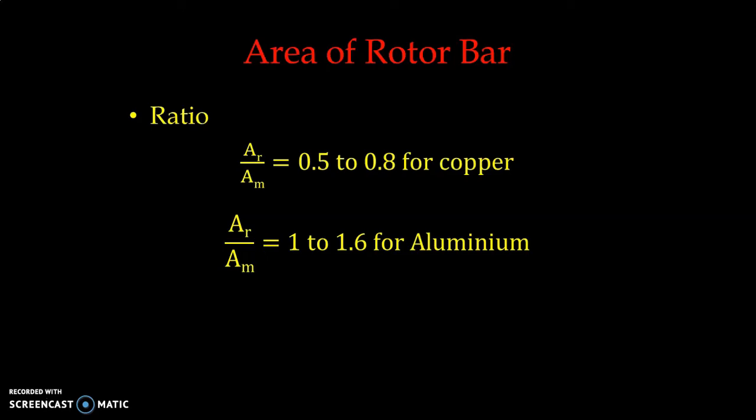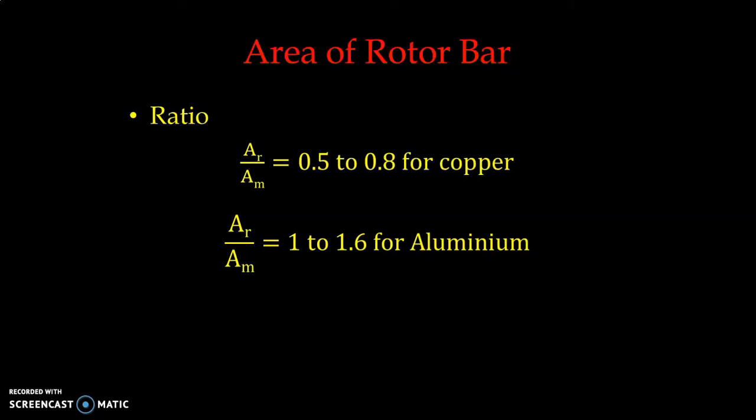We have a lot of advantages if we go for copper, but in the case of a single phase induction motor, normally cost is more significant. So normally manufacturers will go for aluminum, and if we go for a cast rotor, then we have certain advantages. We can avoid the joints between rotor bars and end ring, and cast aluminum. So accordingly we have to choose this ratio to decide the area of the rotor bar.